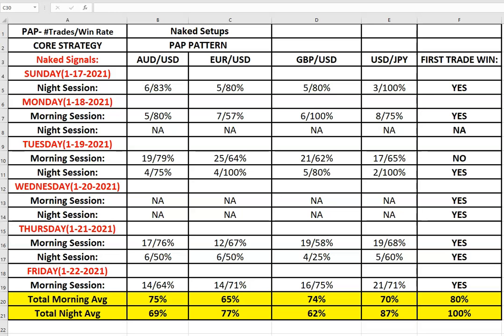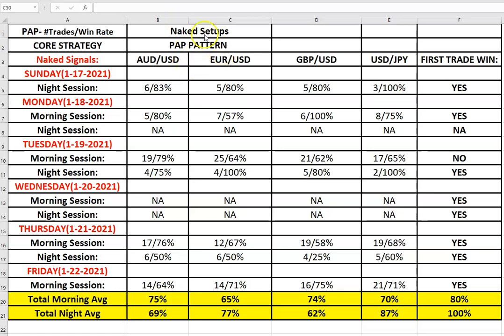But before we get into that lesson, let's take a look at our naked stats. Once again, these stats are based on one pattern of the different five. We have a total of 5 different behavioral patterns that we teach in the core course. And this is one of them, the PAP, which is probably the most popular. The majority of us traders trade.